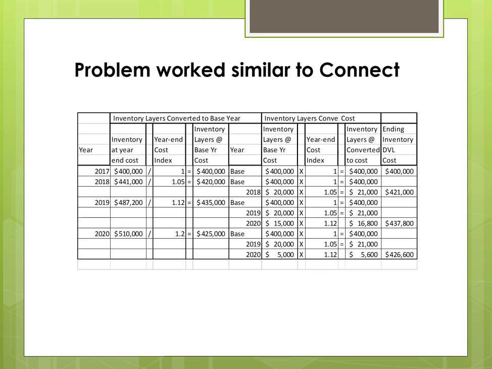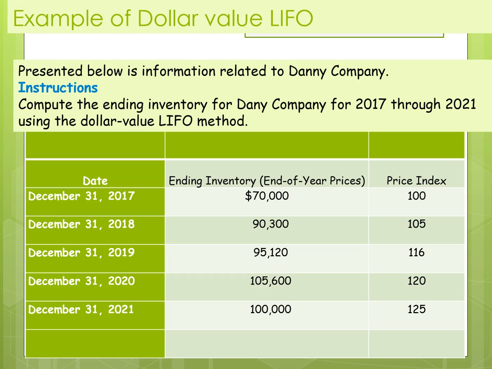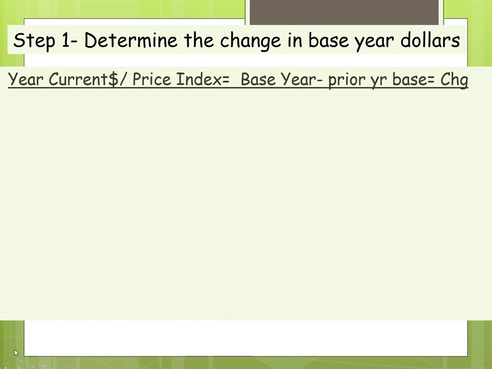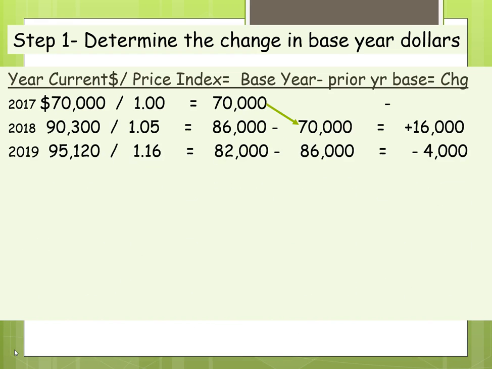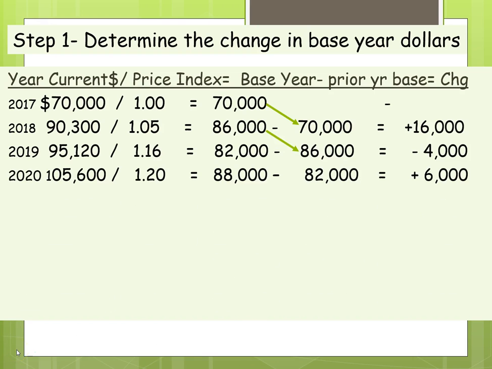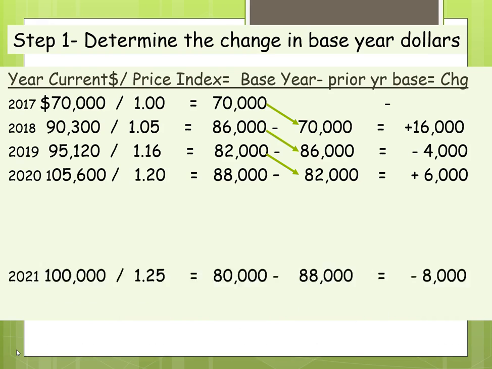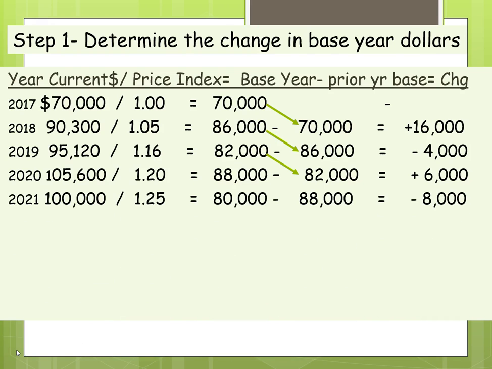Now let's look at one more problem. Okay, here we have the indexes, and now we have 5 years to walk through. So first what I'm going to do is go through and do my layers. So I had plus 16, but in this case I actually went down. And then I went back up, and then I went down.